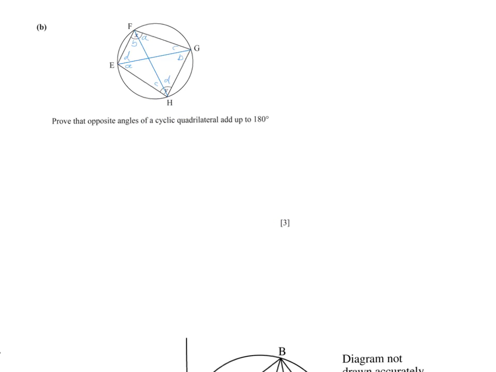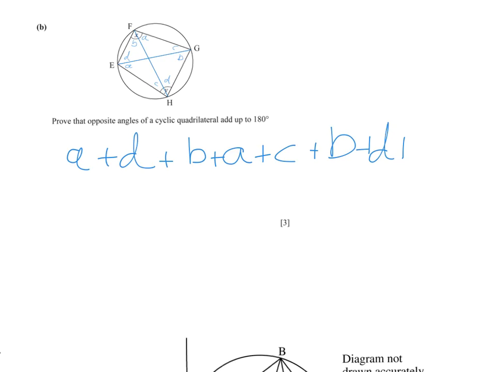Once we've done this, it is very simple. Because this is a quadrilateral, all angles add up to 360 degrees. So we simply work our way around the quadrilateral, adding up each letter as we go. So starting here with A and going in a clockwise direction, we have A plus D plus B plus A plus C plus B plus D plus C equals 360 degrees.